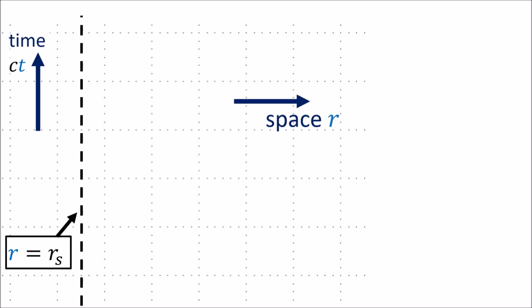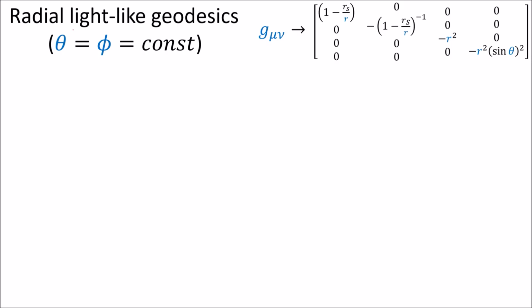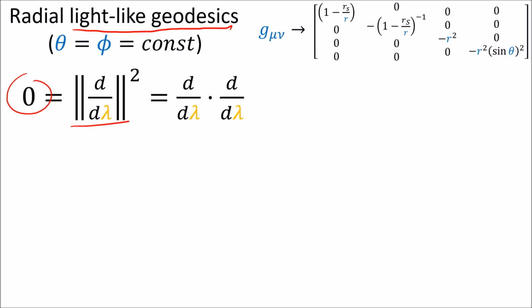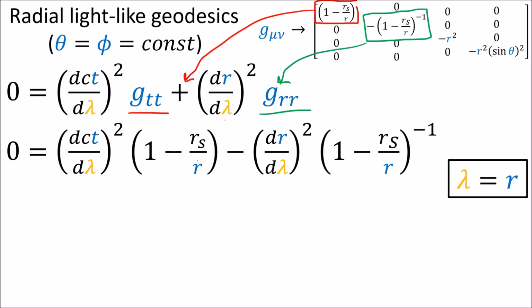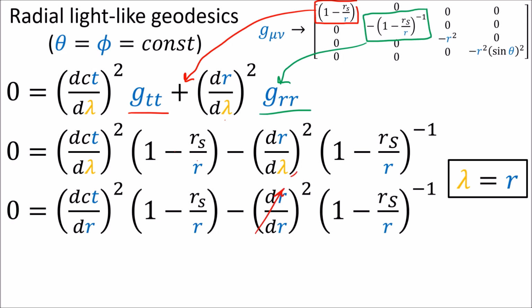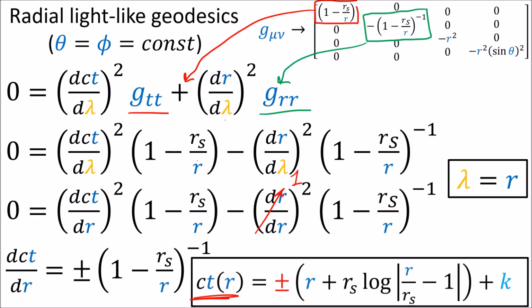The idea behind the EF coordinates is to look at a collection of light beams falling into the black hole and use these beams of light as coordinate curves for our new coordinate system. First, let's remind ourselves what the light-like geodesics are for radial light beams, whose tangent vectors d by d lambda have 0 squared length. If we set the path parameter lambda to be the r-coordinate, we end up with this differential equation whose solution looks like this, with plus for light beams going away from the black hole and minus for light beams going into the black hole.